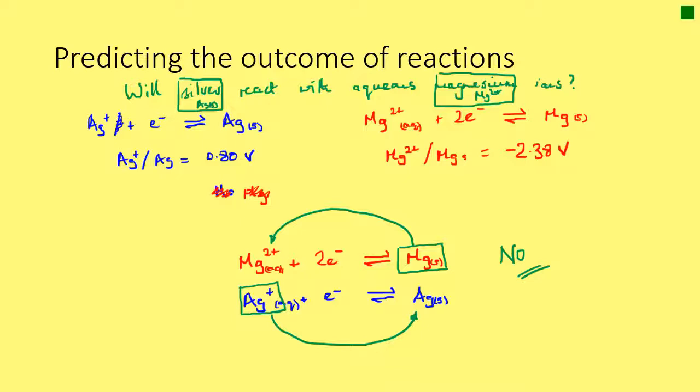Okay, so if you remember, the next step is to write out the two half equations, one on top of the other, with the most negative one on top. So the most negative one is the magnesium. So let's write out the magnesium. Let me do that in red. Magnesium, and I'll write it down here to give me some space. So the magnesium 2+ plus 2 electrons is in equilibrium with magnesium solid.